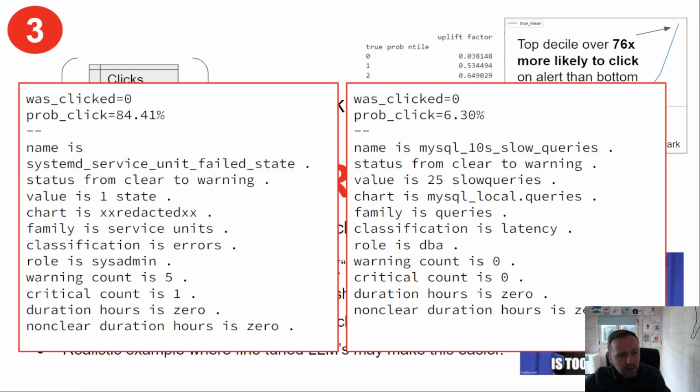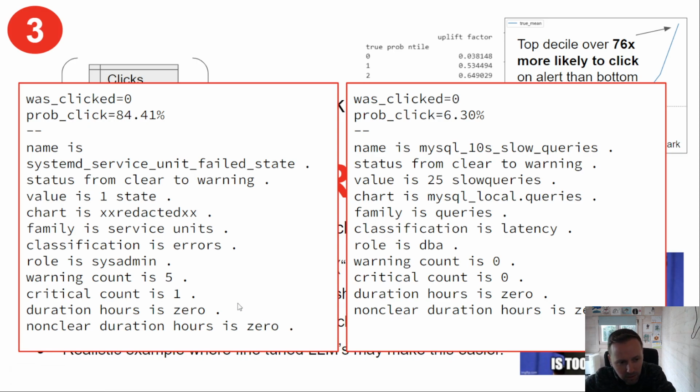So here's an example of what I mean. The input here would be the text below the dashed line. This is the template where we're saying, literally, name is systemd failed state. So this is the name of the alert. The status was from clear to warning. There's one systemd service in a failed state, and it's an error classification. There's also 5 other warnings, and there's one other critical at the moment.